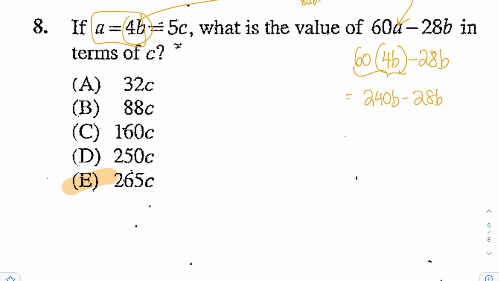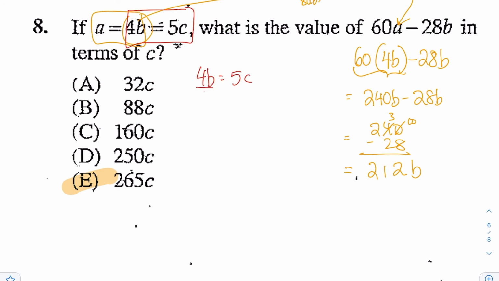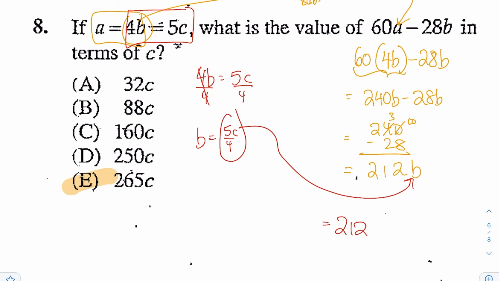You have to do 240 minus 28. That'll give you 212b. Now, you want to also rewrite in terms of c, and now is where you use the second half of the equation. You know that 4b is also equal to 5c, and we divide both sides by 4. Then b is equal to 5c over 4, and this is what you'll substitute in for b. So that will give you 212 times 5c over 4, and here you can cross simplify the 4 and the 212.